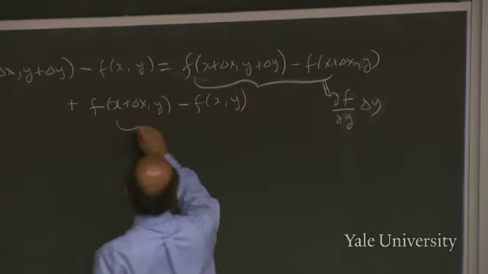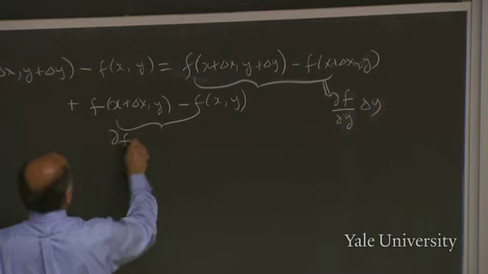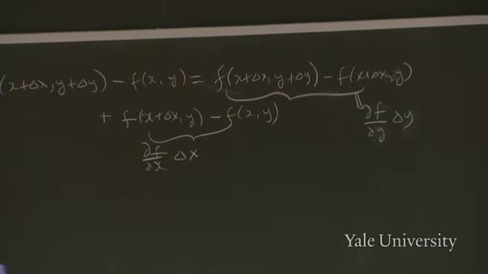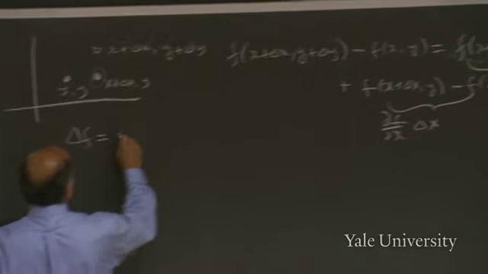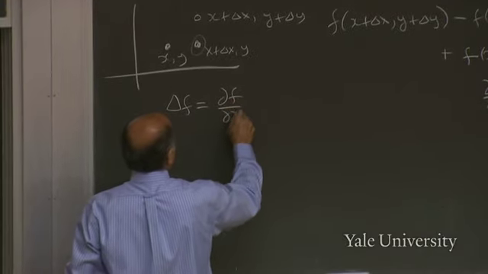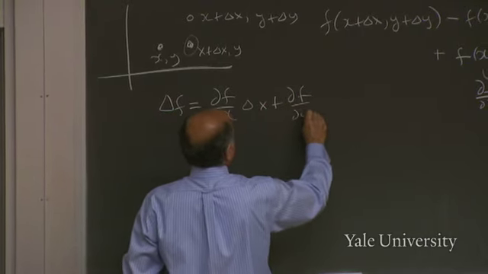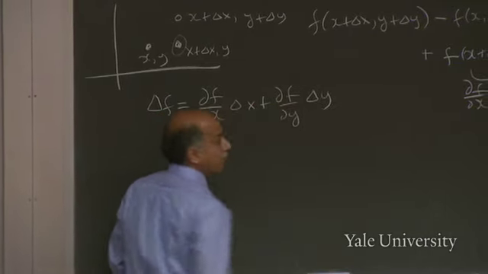This one is df dx times delta x. Therefore, change in the function, if I add it all up, I get df dx delta x plus df dy delta y.